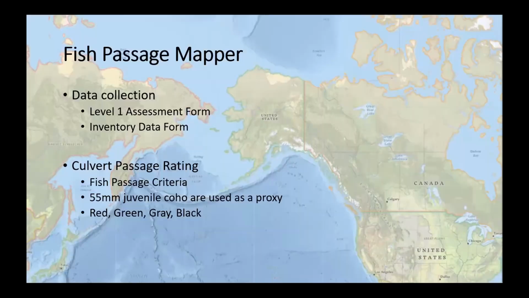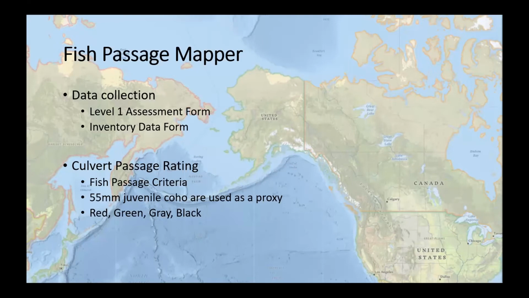All right, so that was the Anadromous Waters Catalog tutorial. And now we're going to talk about the fish passage mapper portion of the page. The data collection, again, we're going to start with because it's so vital.